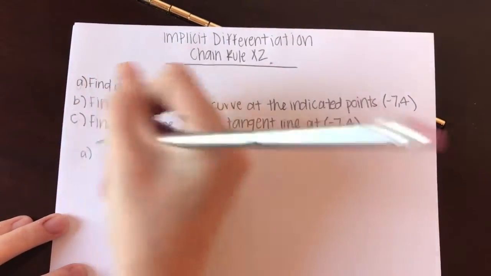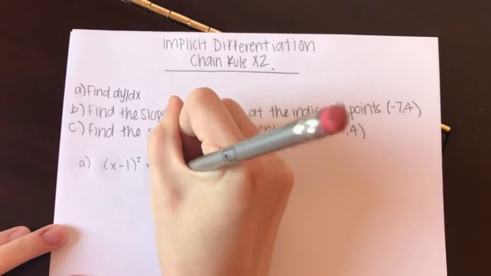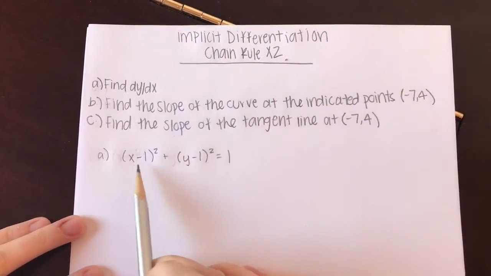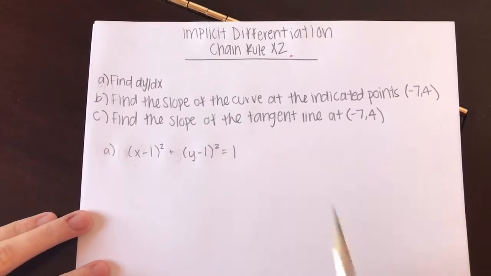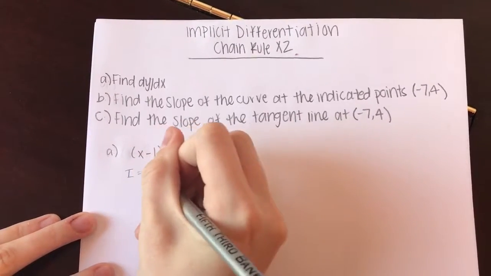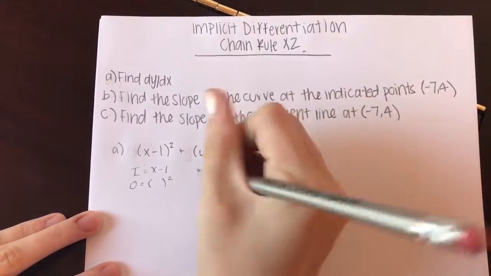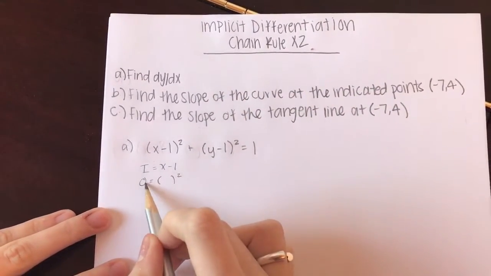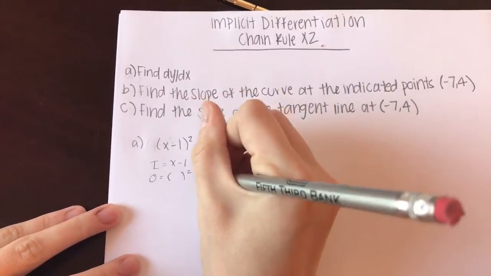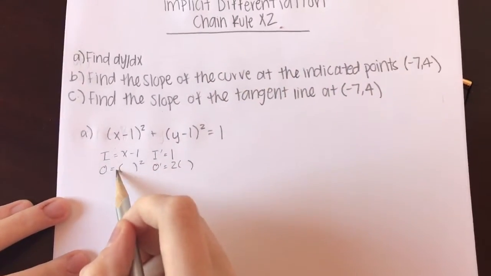So for A, it is (x - 1)² + (y - 1)² = 1. So we're going to have to do chain rule for (x - 1)² and (y - 1)². So first we're going to do (x - 1)². The inside is x - 1. The outside is parentheses squared. Now we're going to have to do the inside prime and the outside prime of these. So inside prime would be equal to 1. Outside prime would be 2 parentheses, because you take the 2 and you put it in front.